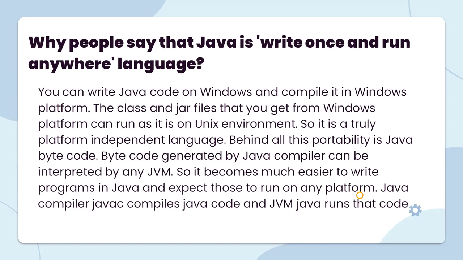You can write Java code on Windows and compile it on Windows. The class file you get from the Windows platform can run as it is in a Linux environment. So it is a truly platform independent language. Behind all this portability is Java bytecode. The bytecode generated by the Java compiler can be interpreted by any JVM. So it becomes much easier to write a program in Java and execute it on any platform.